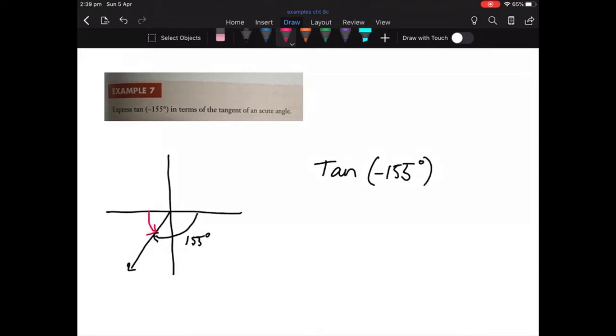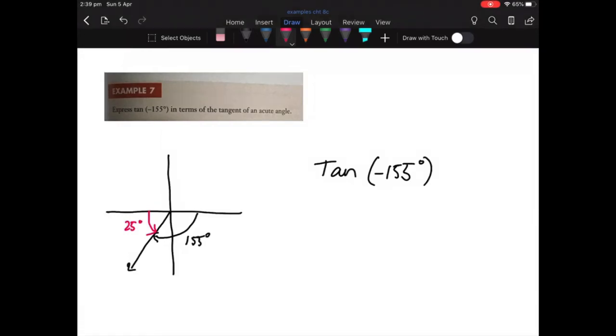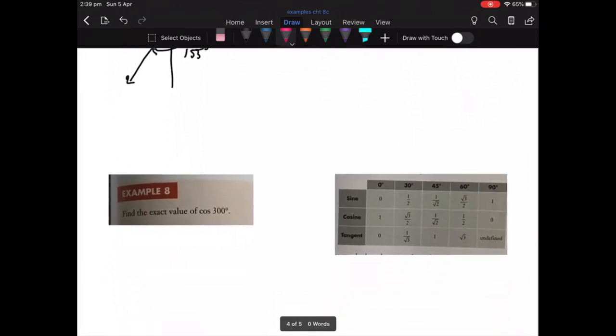So here, that would be, I always say this wrong, I think it's the complement, adding to 180. So that leaves 25 degrees, okay? And we know in this third quadrant, tan is positive, so therefore the tan of negative 155 degrees is equal to the tan of positive 25 degrees.